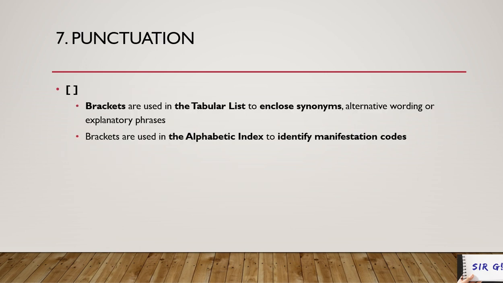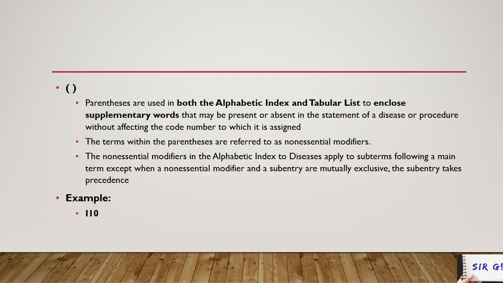Okay, let's move on to your punctuation, your brackets. Keep in mind, please highlight your guidelines. Brackets have two different uses in both your tabular and your alphabetic index. For your tabular list, the main purpose is to enclose synonyms, alternative wordings, and explanatory phrases, while in your alphabetic index, it is used to identify manifestation codes. So if the question is asking about the tabular list, that's for synonyms. But if they're asking about the alphabetic index, that should be to identify manifestation codes.